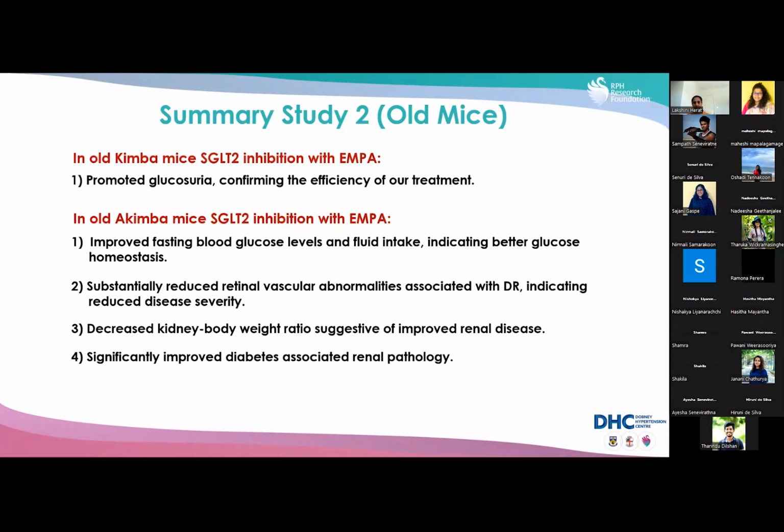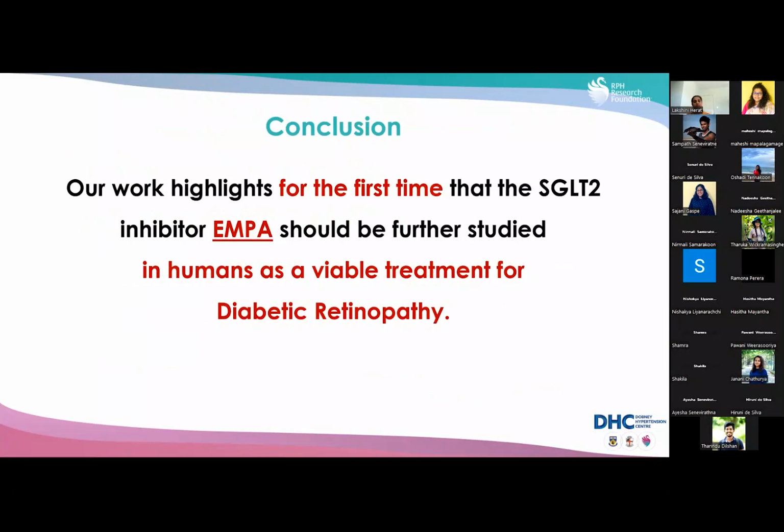renal pathology. So in conclusion, what I'd like to highlight is that this is the first study that is showing that the SGLT2 inhibitor EMPA should be further studied in humans as a viable treatment for diabetic retinopathy.